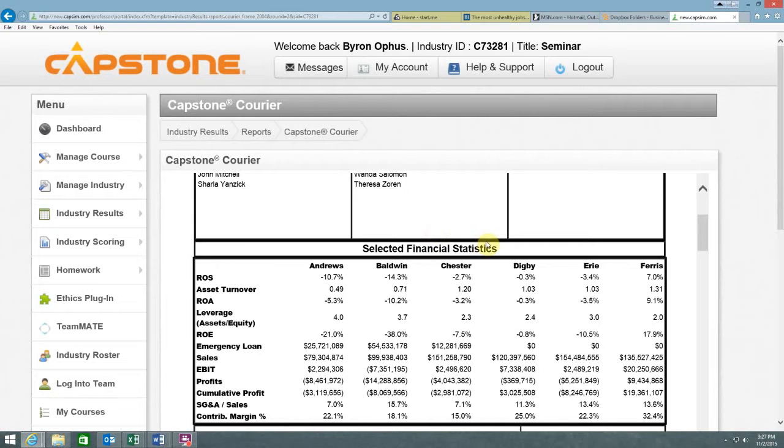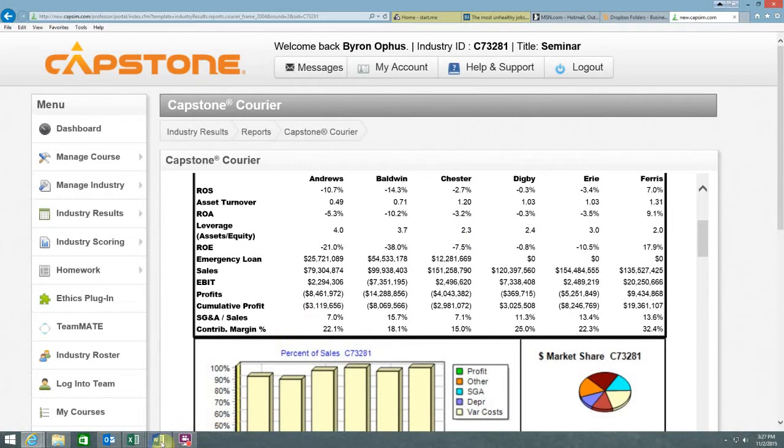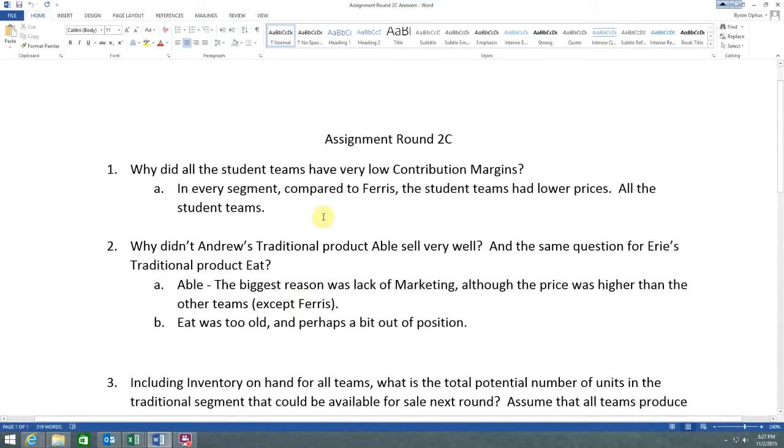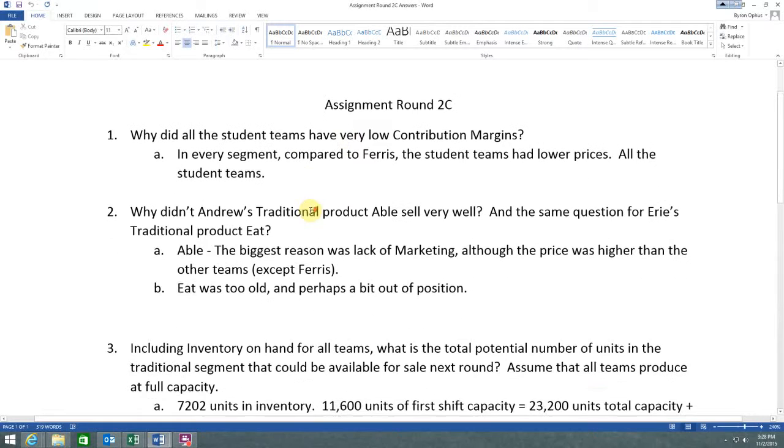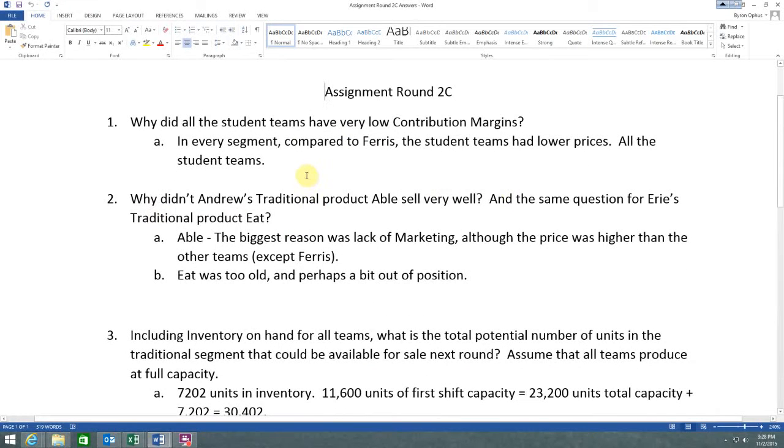So anyhow, let's look at last week's assignment first and go over that. Round 2, the assignment was: why did all the student teams have a very low contribution margin? Again, contribution margin is price minus variable cost. You could look at the various levels of labor and material costs and come to some conclusions about the variable cost, but at first, again, it's prices and variable costs.